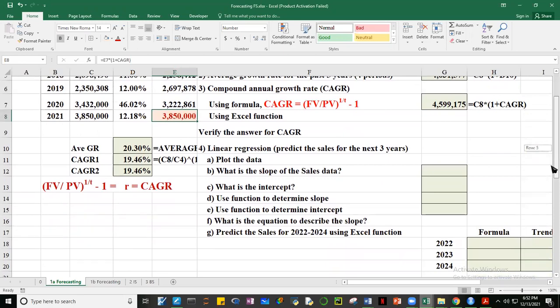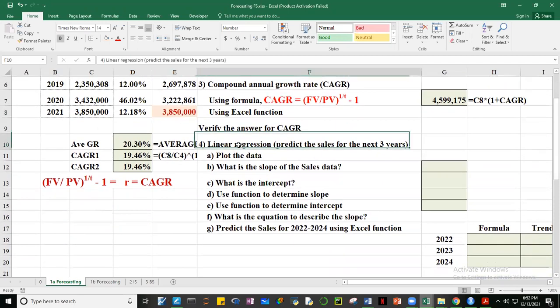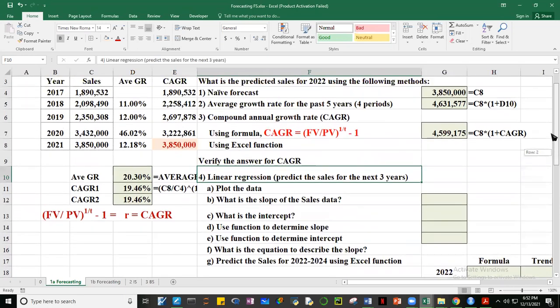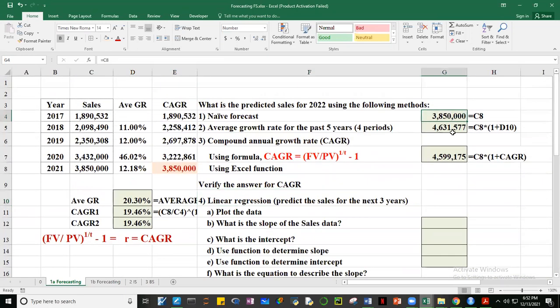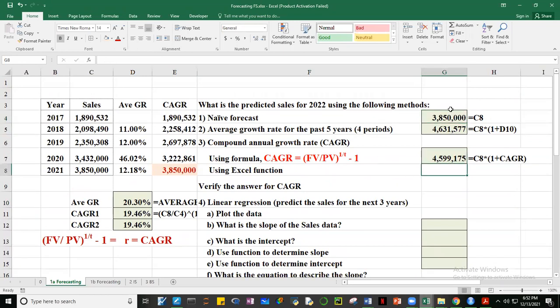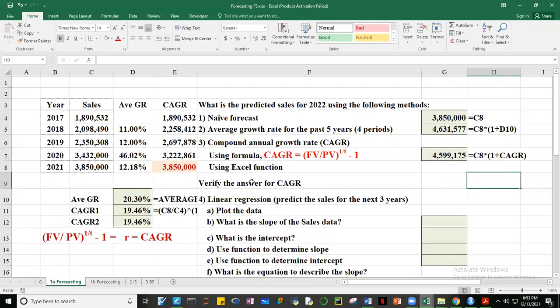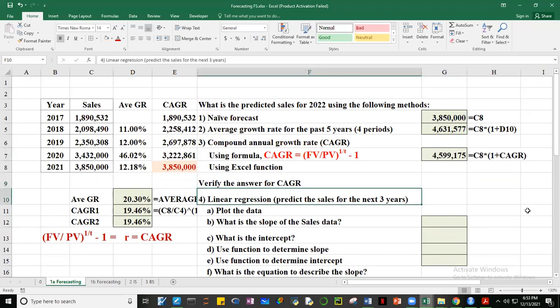Okay, let's go here, guys. Before we go to linear regression, we now have 3 values for your forecasted sales: using your naive forecast, using the average growth rate, and using the CAGR. Now there are other ways by which we can predict our sales, and one of the most common ways of predicting sales is using linear regression.